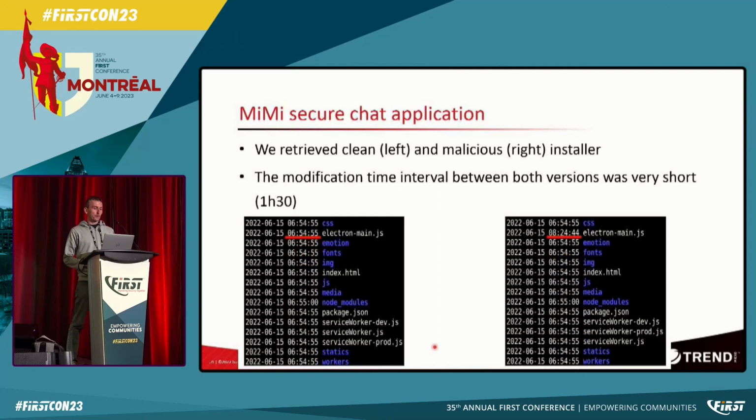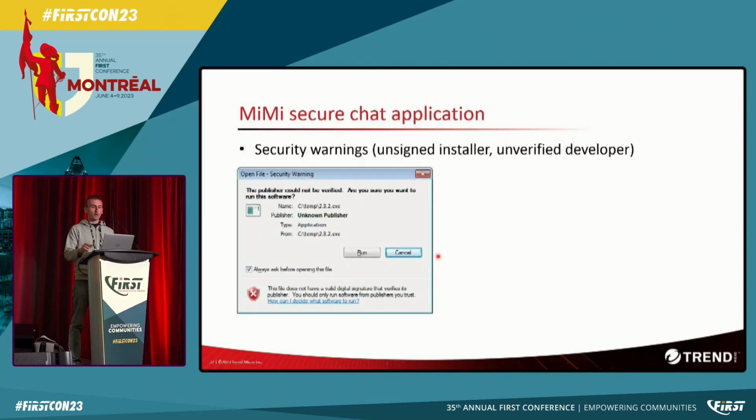During our investigation, we noticed this interesting situation. One day we downloaded the file, which is the left screenshot, and we didn't notice any malicious modification. Downloading about 2 hours later, we downloaded the same file from the same URL, and we noticed that electron-main.js had a different size and different modification time. So it looks like the threat actor had access to the backend, to the build environment, and they modified the application when the new version was published.